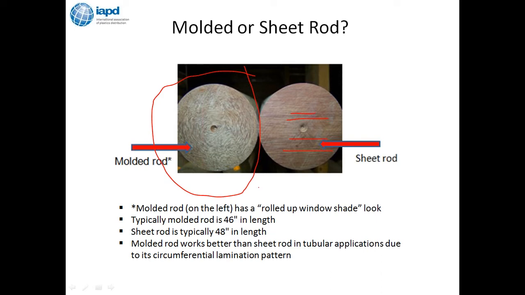And another way to identify these, if they're in the field and for some reason you can't look at the bottom, molded rod's typically 46 inches long, and sheet rod is 48 inches long. And molded rod's going to work better than sheet rod in tubular applications due to its circumferential lamination pattern. It basically holds up to pressure all around the rod versus the sheet rod.